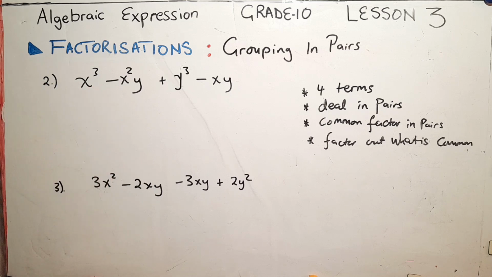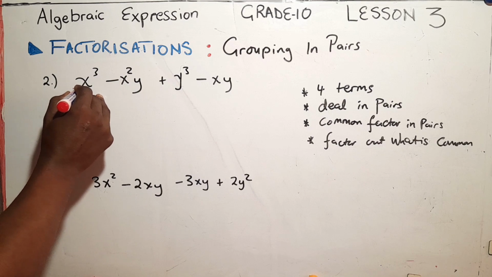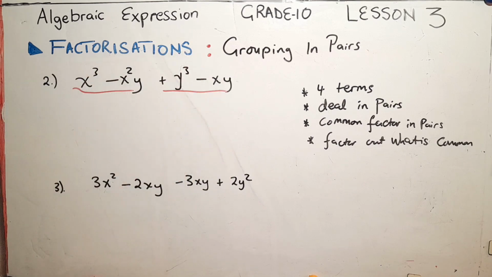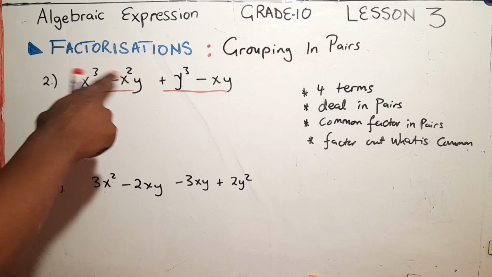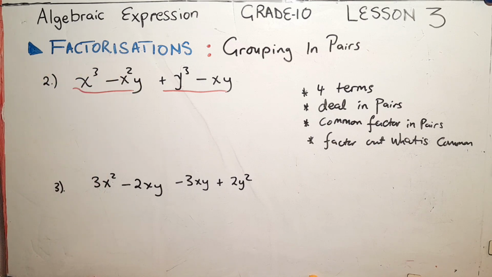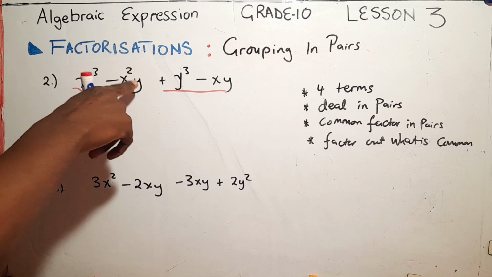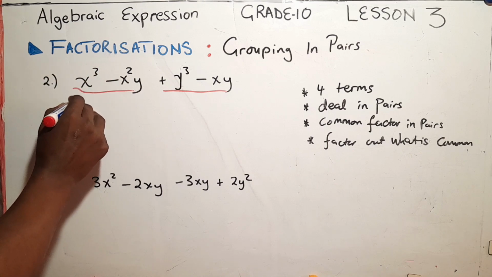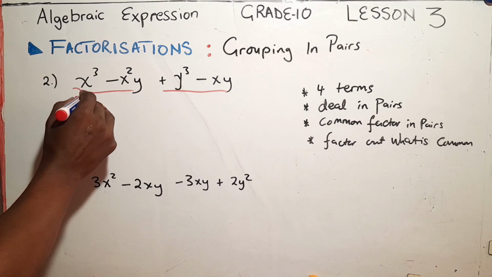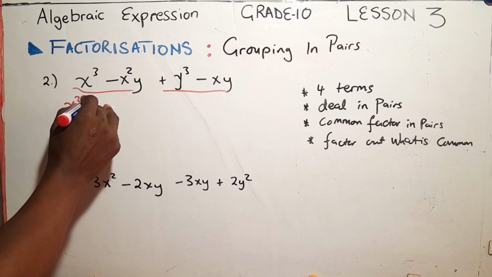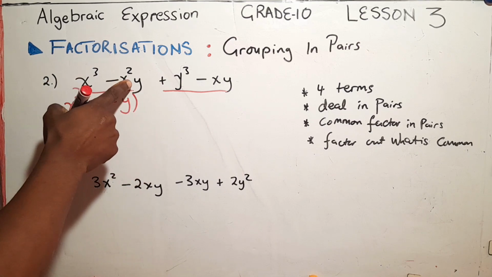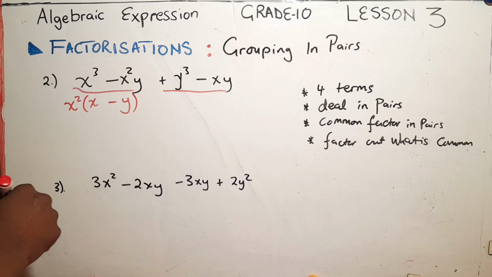On these first 2 terms, as I said, we are going to group in pairs. We're going to group this with this, and that with that, right? What is common between these 2 terms? We can see that x squared is common in these 2 terms. So we can factor out x squared. After factoring out x squared, this will be x minus y. After factoring x squared, we'll be remaining with y.